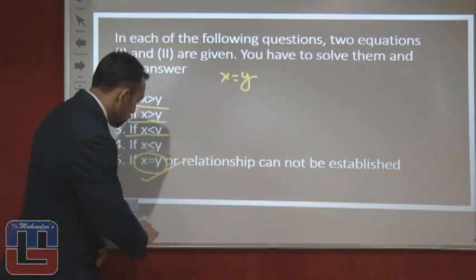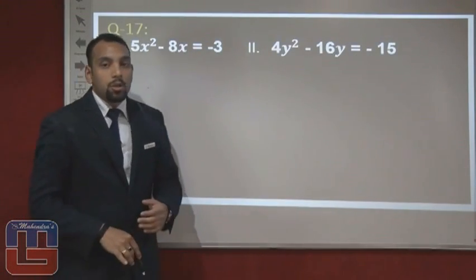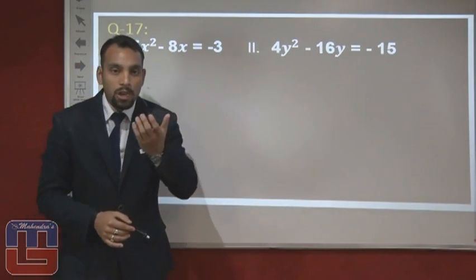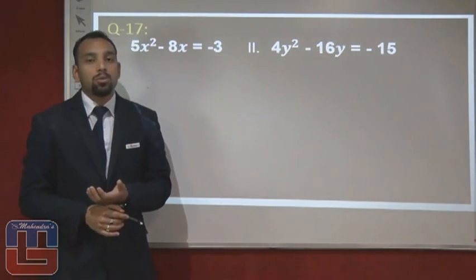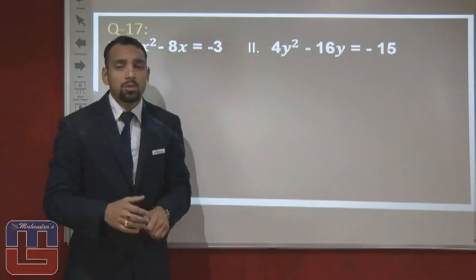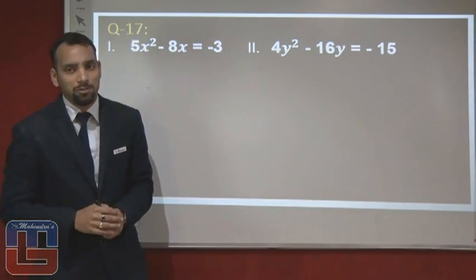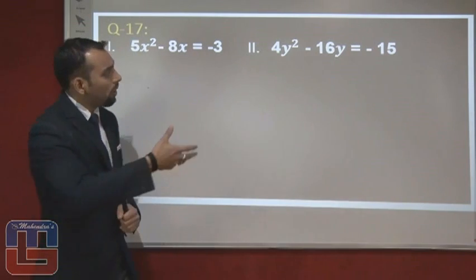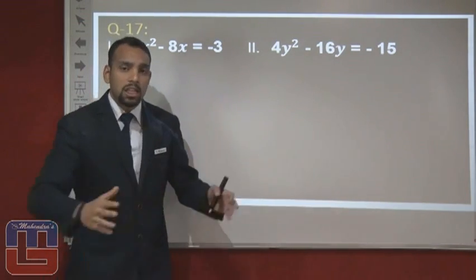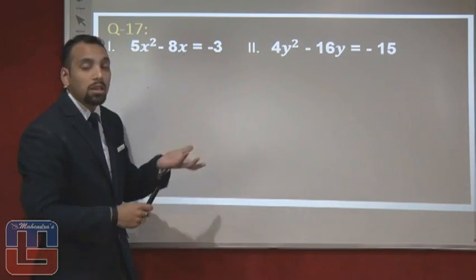For example, now see the question. On the screen you can see 5x square minus 8x is equal to minus 3, and the next one is 4y square minus 16y is equal to minus 15. Now we have to solve the equations and find the value of x and the value of y. Then we will compare them and get the conclusion.